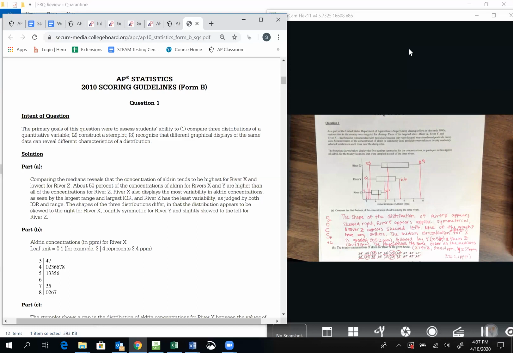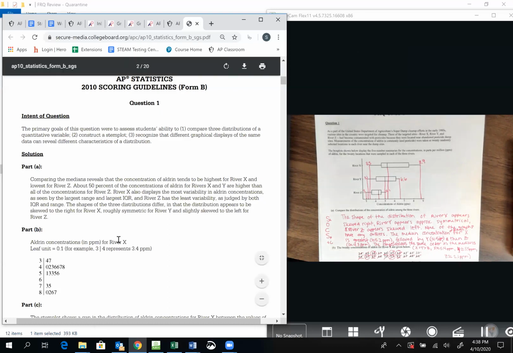The shape of the distribution, so here's my answer. The shape of the distribution of river X appears skewed right, river Y appears approximately symmetrical, and river Z appears skewed left. None of the graphs have any outliers. The median concentration of aldrin for X is greatest, approximately 5.2 ppm, followed by Y, approximately 5 ppm, and then Z, approximately 4.3 ppm. The range follows the same order as the medians. X is greater than Y is greater than Z. X is approximately 5.4, 3.5, and then 2.1.